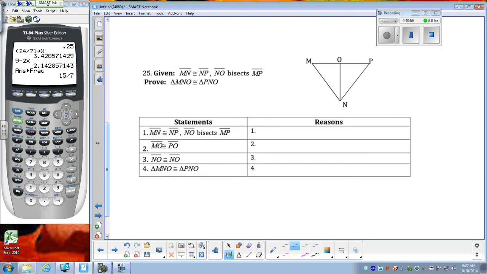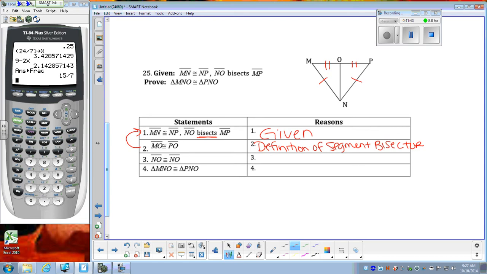25. I know that MN is congruent to NP and NO bisects MP. Well, I know my first reason is always given. So write that in there. How do I know that MO is congruent to PO? Well, I look at statement 1. I don't know MO is congruent to PO from MN is congruent to NP, but this word bisects here means that something gets split in half. So since NO bisects MP, I know that MO is congruent to PO. So this is definition of segment bisector. Or you can write that a bisector splits the line in half.